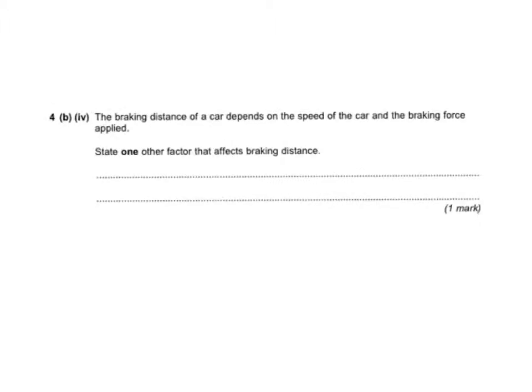In question 4B part 4, the exam asks you to state 1 factor that can affect braking distance. This can include many generic factors including icy wet roads, worn tyres, road surface, or efficiency of the brakes.